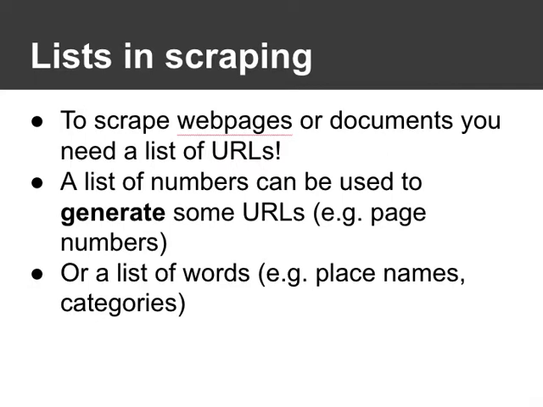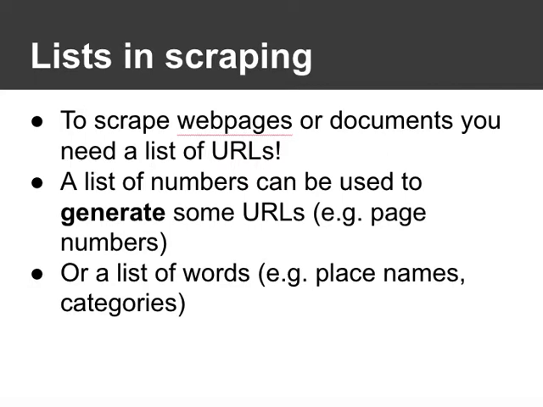Basically, when you're going to scrape more than one web page or a number of different documents, you're going to need a list of the addresses of those web pages or documents. You're going to need a list of URLs. You can also use a list of numbers if you're going to generate some URLs. For example, it's quite often the case in scraping that you need to scrape a number of different pages, so page one, page two, and so on, for it might be dozens or hundreds of different pages.